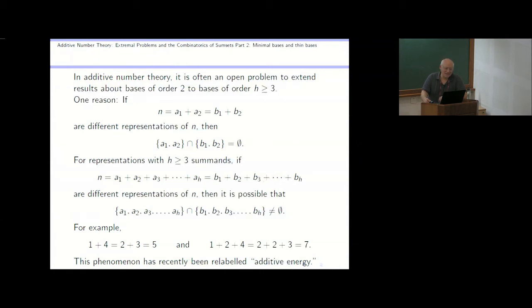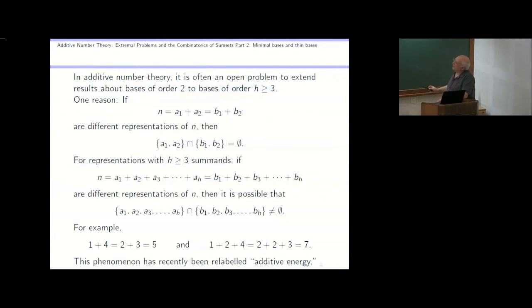So in additive number theory, there's a general problem: to extend results about bases of order 2 to bases of order strictly greater than 2. One of the reasons for this is the following. If N is a sum of 2 elements and there are different representations, then the A1 and the A2 are disjoint from the B1 and the B2. For example, 5 is 1 plus 4 and it's 2 plus 3, and 1 and 4 is disjoint from 2, 3.